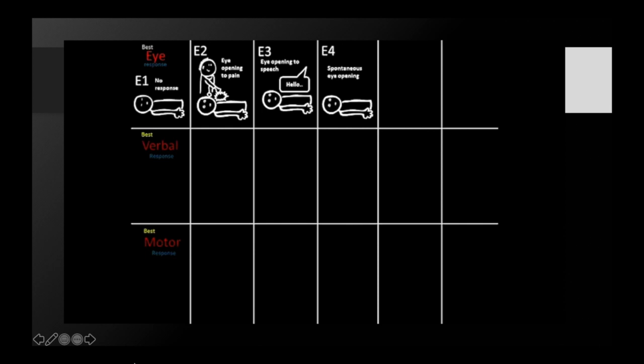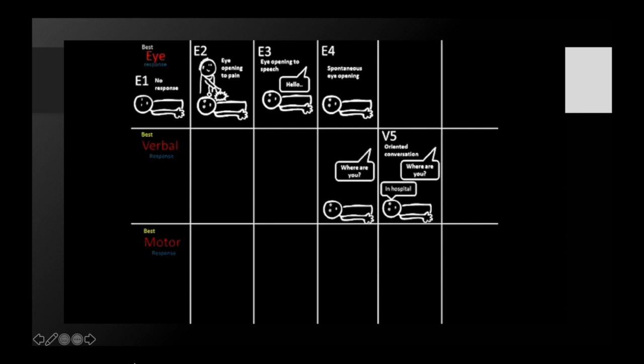Next, we have the verbal response. Now what is the best verbal response? How do you check the best verbal response? We ask the patient some question, check the verbal response, and give him a score. We ask him a question like, where are you? And if he responds correctly, that he is in the hospital, then he's oriented, right? So he's given a score of V5. He's oriented, meaning he knows where he is. Next, we ask him again the same question, where are you?